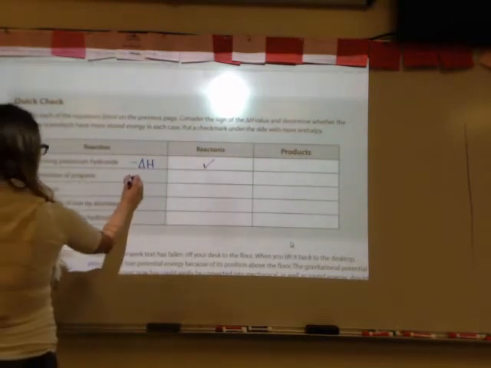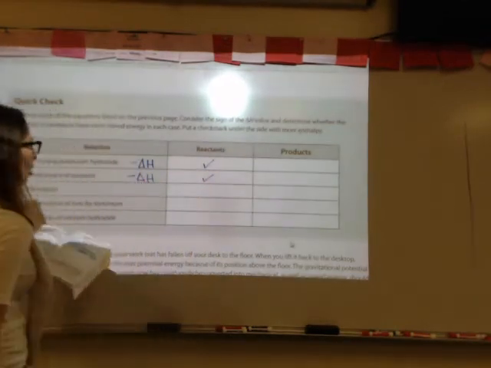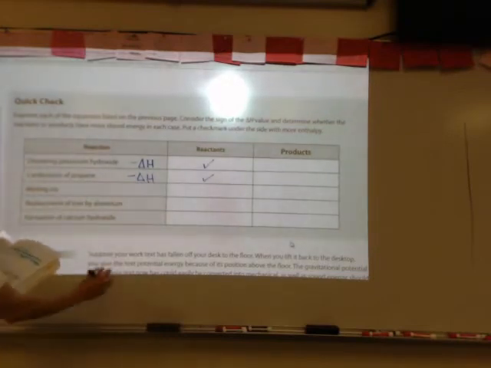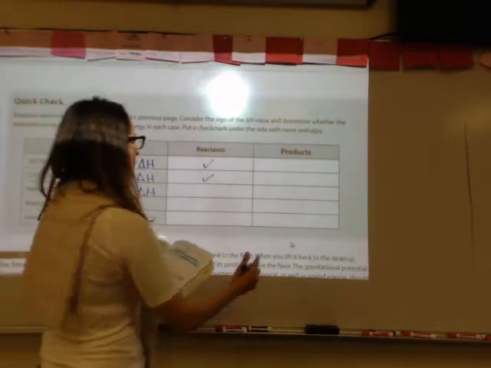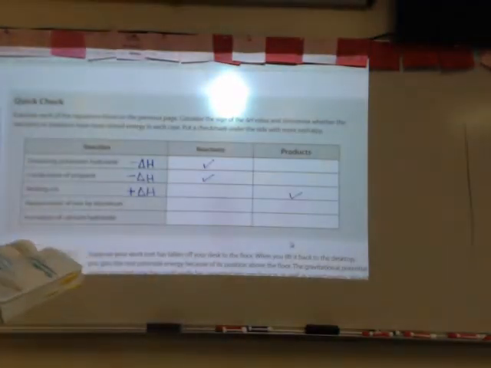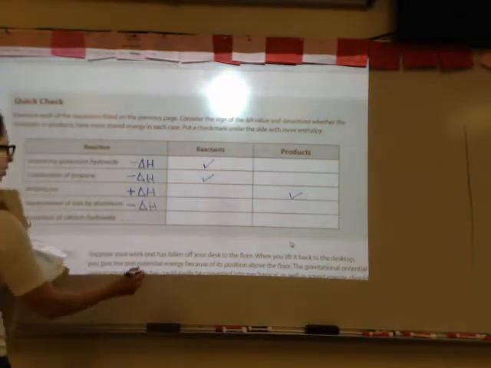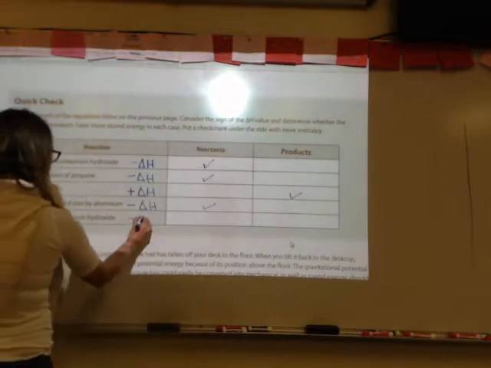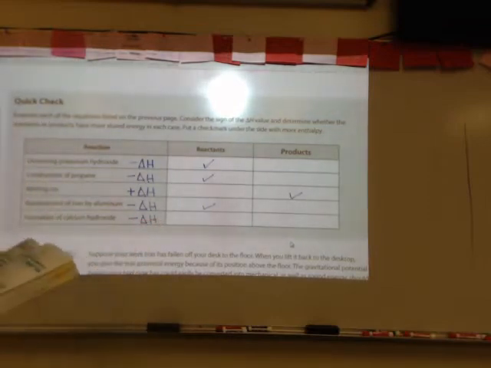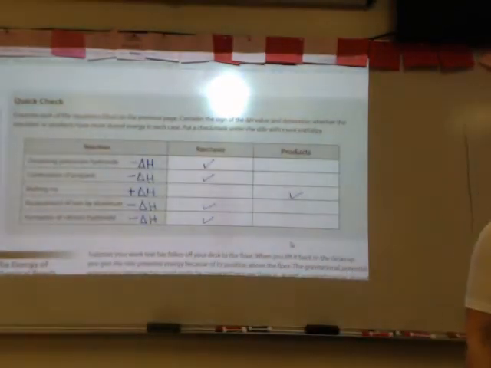The combustion of propane, also a negative delta H. So it was releasing heat energy. So the reactants also had more. Melting ice, positive delta H. So it has to absorb some heat energy. So that means the products will end up with more. Replacement of iron by aluminum. On the previous page, that's a negative delta H, so the reactants would have more stored energy. Formation of calcium hydroxide, also a negative delta H, so that means that the reactants also had more stored energy.